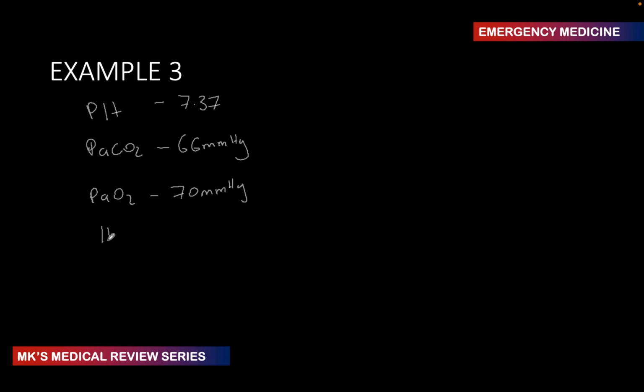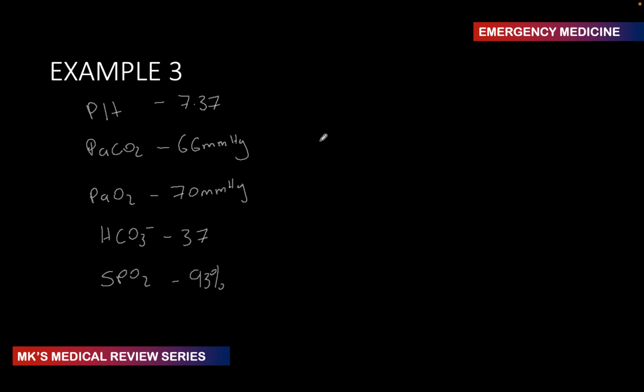Then we'll come now to the very last example. If you have gotten 0 at this point, then please restart the video because you haven't paid attention. So our last example, our pH here is 7.37. Our partial pressure of carbon dioxide is 66 millimeters of mercury. Our partial pressure of oxygen is 70 millimeters of mercury. Our bicarb is 37. And of course, our saturations are 93%.